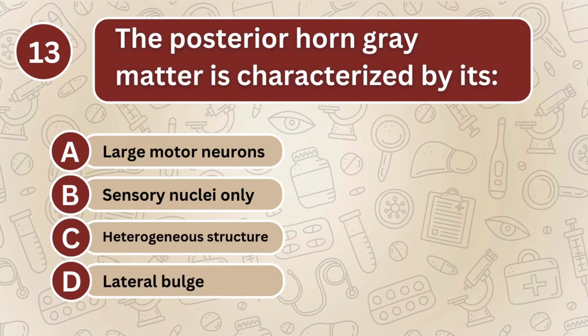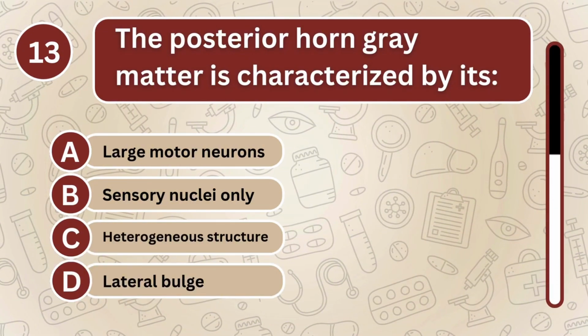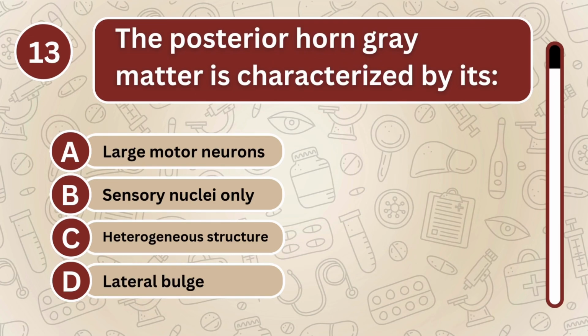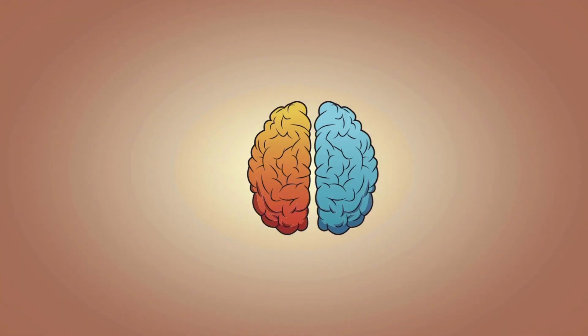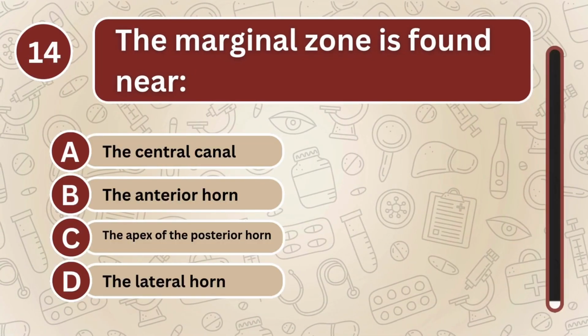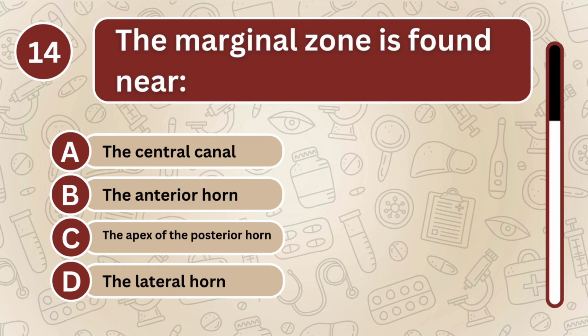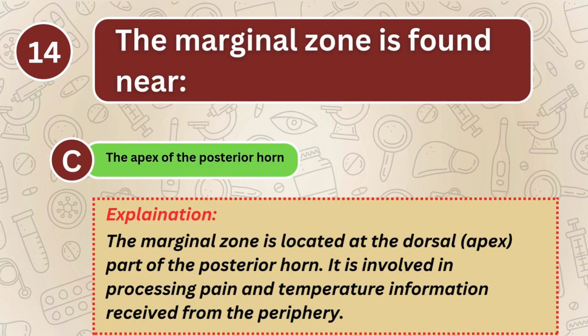The posterior horn gray matter is characterized by its... C. Heterogeneous structure. The marginal zone is found near... it's C. The apex of the posterior horn.